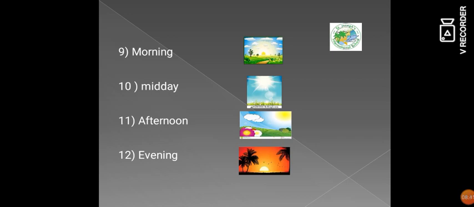Number 12, evening. Evening, when the sun starts to go down. And it will be 5 or 6 p.m. Okay, guys? These are the most important vocabulary of this unit. Now, let's move to the grammar.